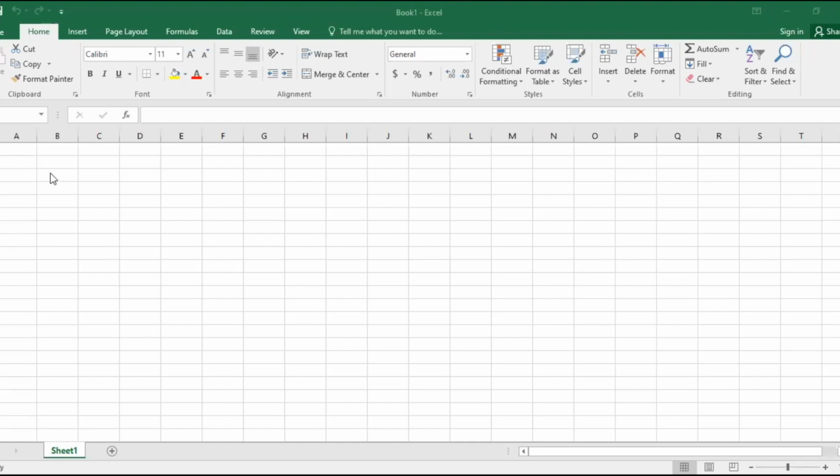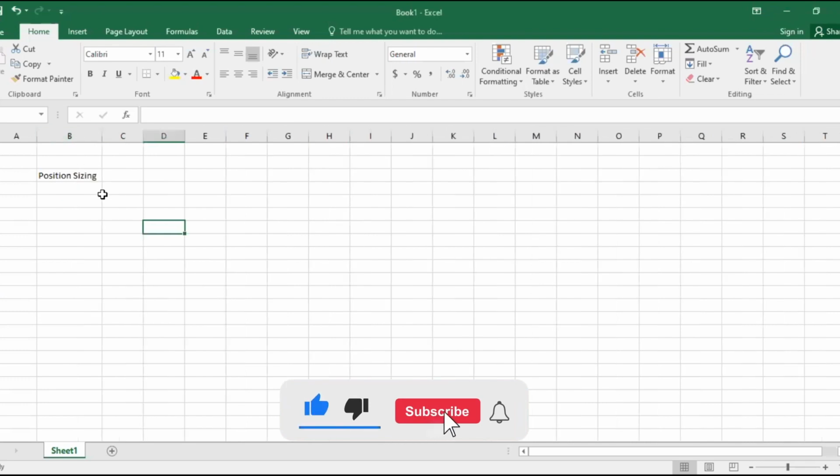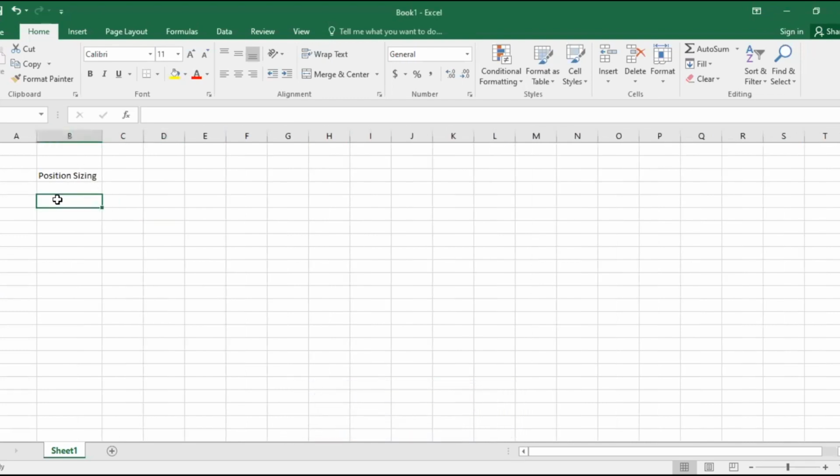Today I want to address a question that I've been asked a lot about position sizing. I've received questions like, what is the correct lot size that I need to use in my account if I have a particular amount of money? First of all, you need to understand that you need to apply what we call proper risk management.